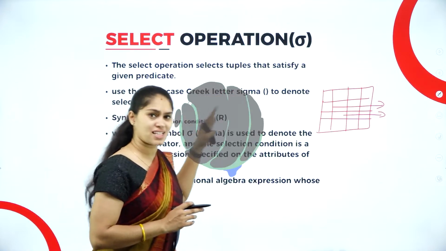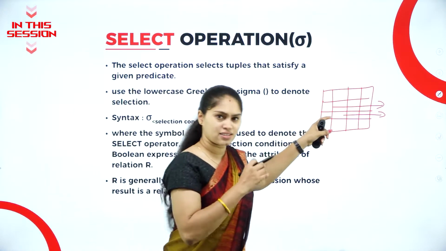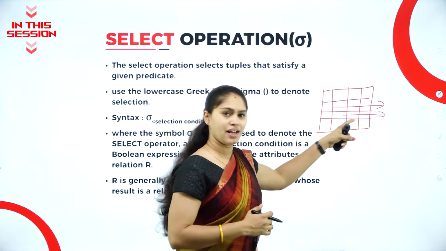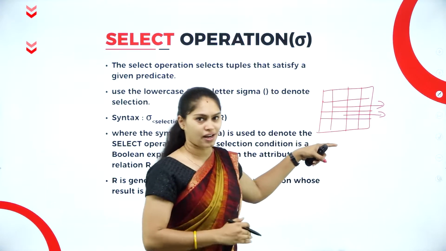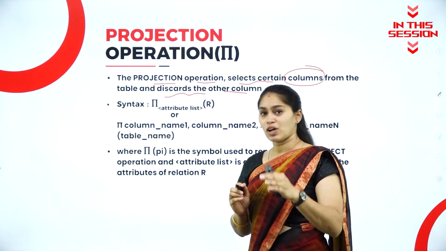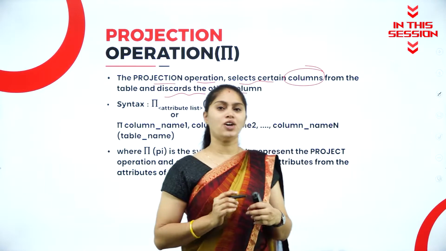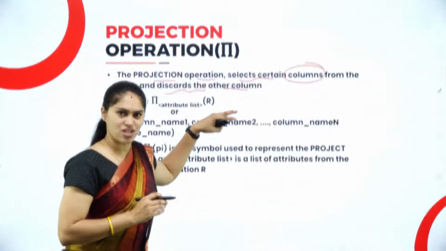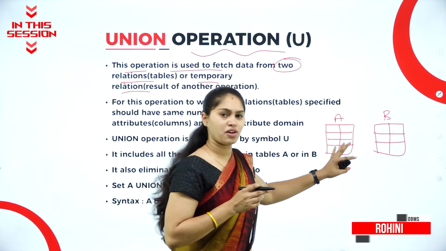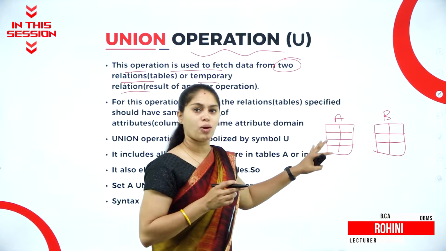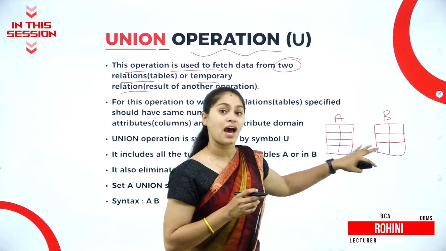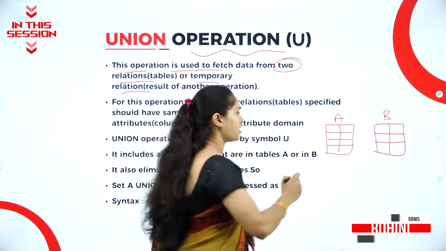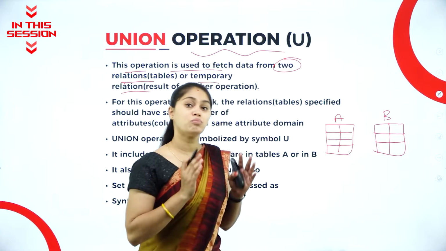With the help of this select operation, we can fetch a particular row, record, or tuple. Whatever column I want to retrieve, then only we have to use this projection operation. If I want to merge or perform the union operation between A and B, at that time we have to take the same number of attributes from both relations.